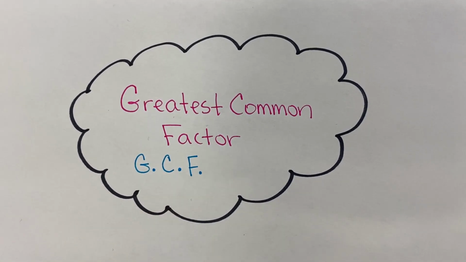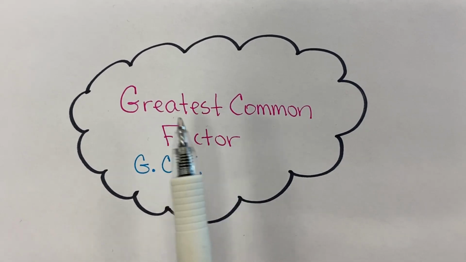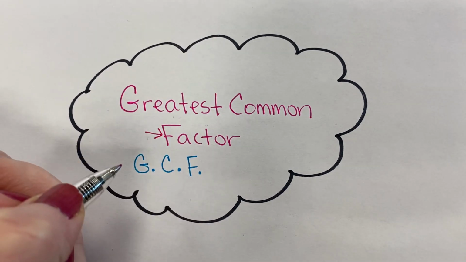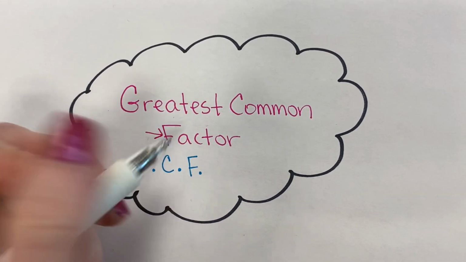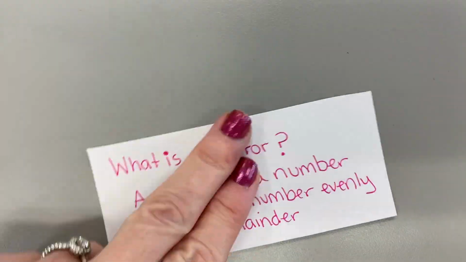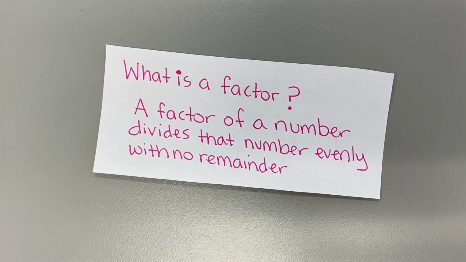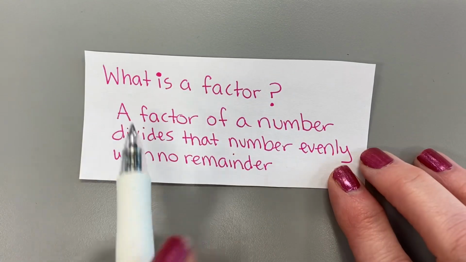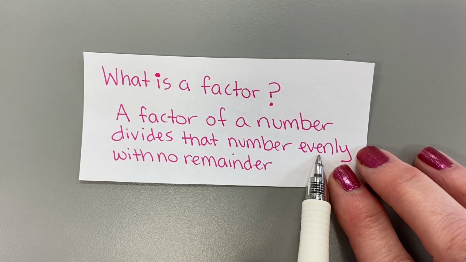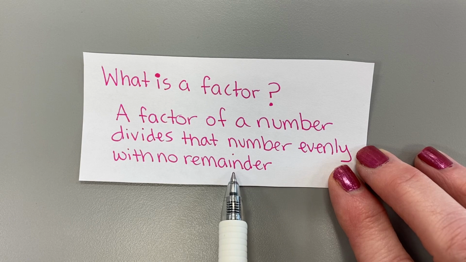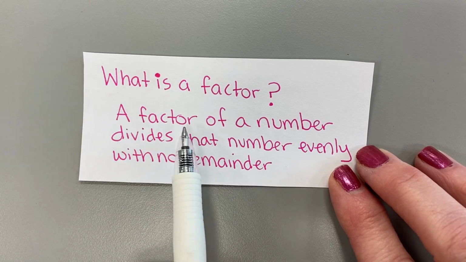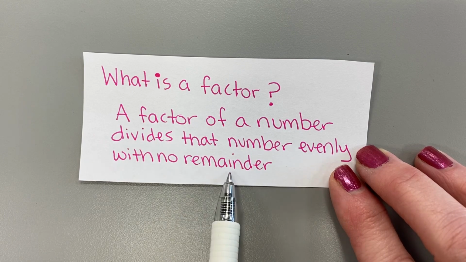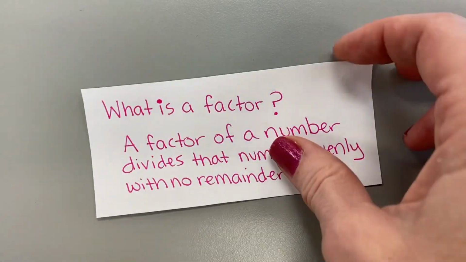So greatest common factor. In order to find a greatest common factor, we first have to know what a factor is, so I'd like to talk about that first. Here is the definition of factor. A factor of a number divides that number evenly with no remainder. What is a factor? A factor of a number divides that number evenly with no remainder. Let's give you an example.